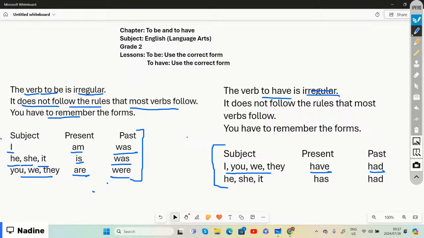Then we have he, she, it. He, she, it has in the present tense, and in the past tense they had. So this is our to be and to have for this lesson. And at the bottom, we gave you a few examples of the subject, the present, as well as the past.